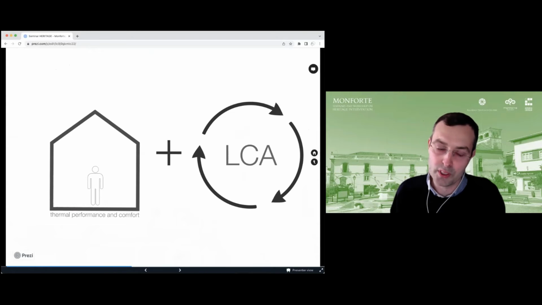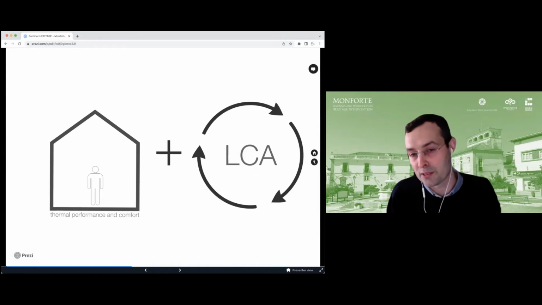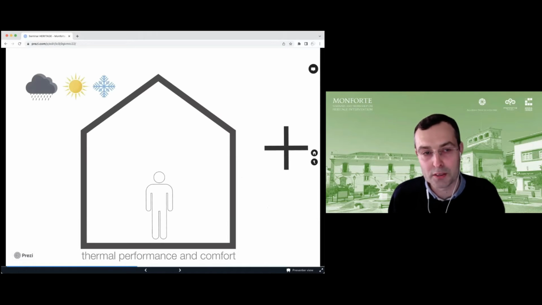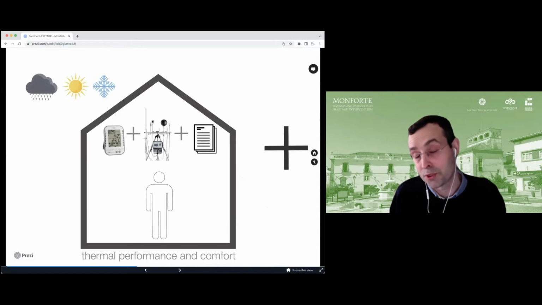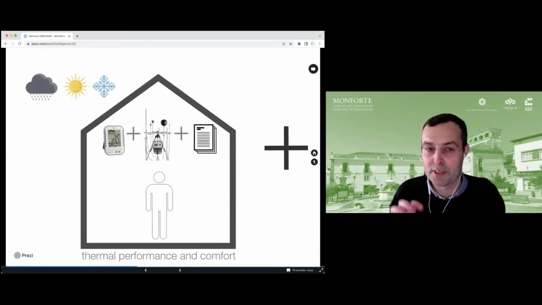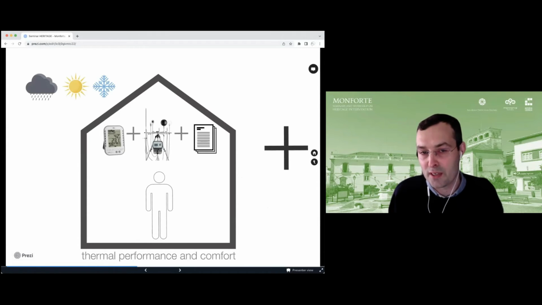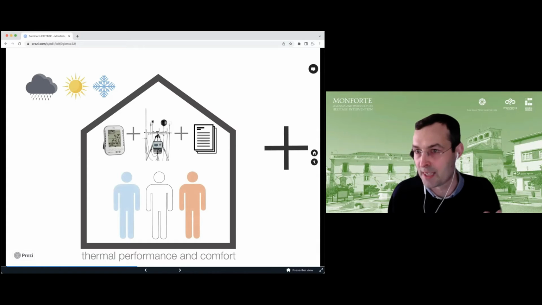So we divided the work into two parts. One, monitoring the thermal performance and comfort of different buildings, and the other, the life cycle assessment of vernacular materials. On the first one, we measure and gather weather data from outdoor conditions, and indoors we measure temperature and relative humidity, and also use specific equipment to measure other parameters that influence comfort, such as mean radiant temperature, wind speed, etc. And we surveyed the occupants to know if they are comfortable or not, because that part is important to cross-relate the quantitative data with the opinion of the occupants.